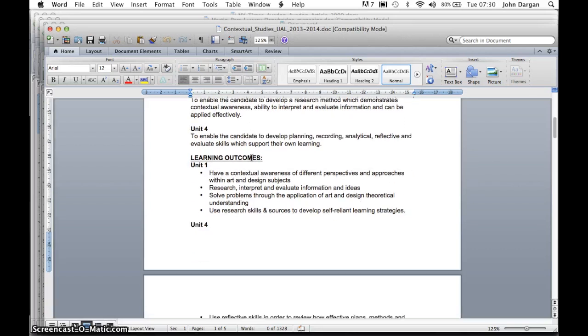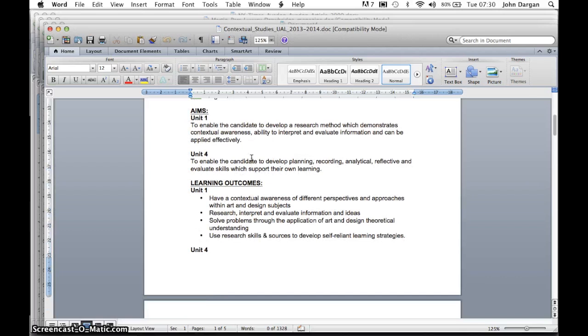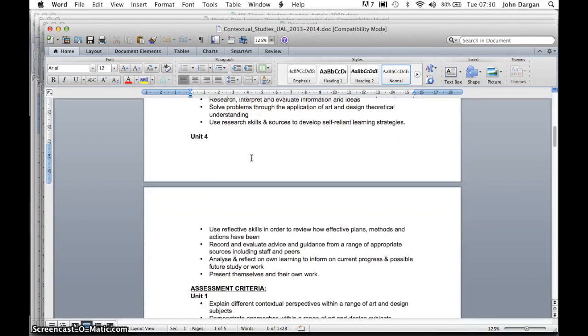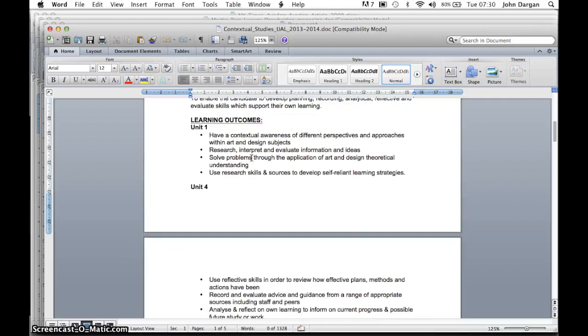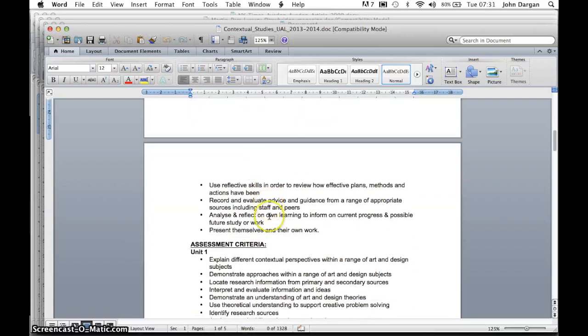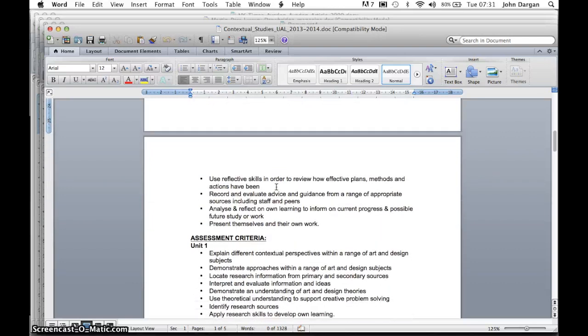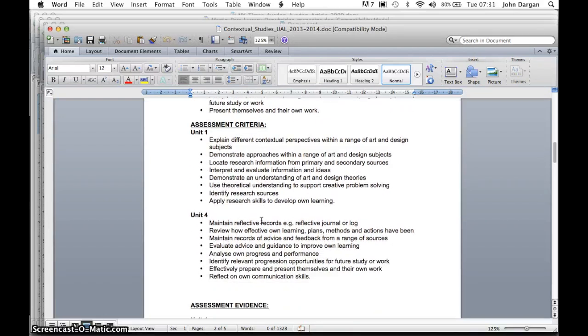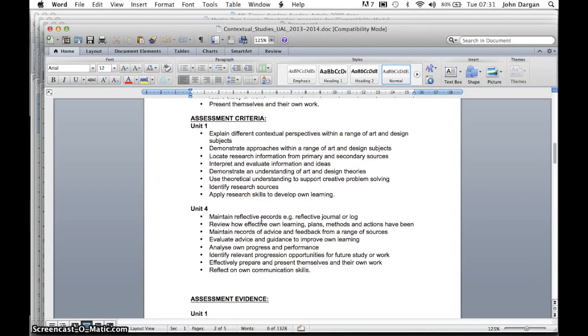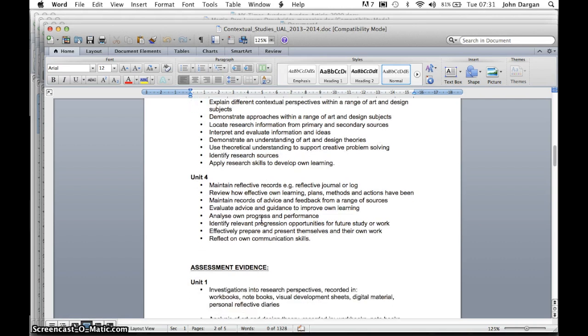So Unit 1 is mainly marked through the essay tasks. Unit 4 can also hit some of the criteria and tasks, in terms of analysing and reflecting on your own work, but they've been lumped together on this brief, so they'll be marked through the journal and through your essay tasks.